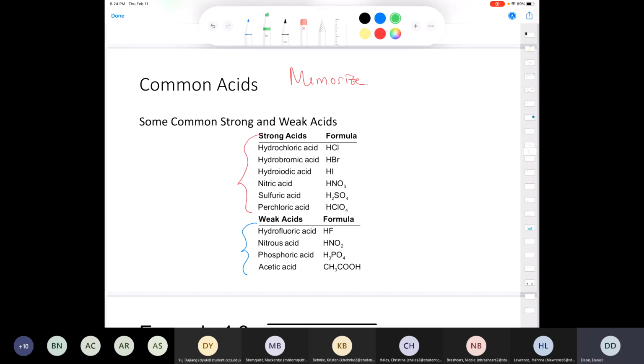So you need to know hydrochloric acid, hydrobromic acid, hydroiodic acid. Notice that all of these are what we call halo acids, because they come from the halogens: chlorine, bromine, and iodine. But notice that hydrofluoric acid is not a strong acid. It's a weak acid. After that, we have nitric acid, sulfuric acid, perchloric acid. So those are the 6 strong acids. And the 4 weak acids that you need to know are hydrofluoric, nitrous acid, phosphoric acid, and acetic acid.